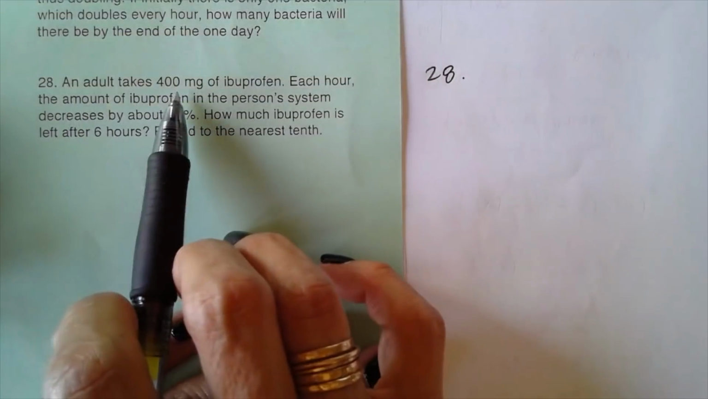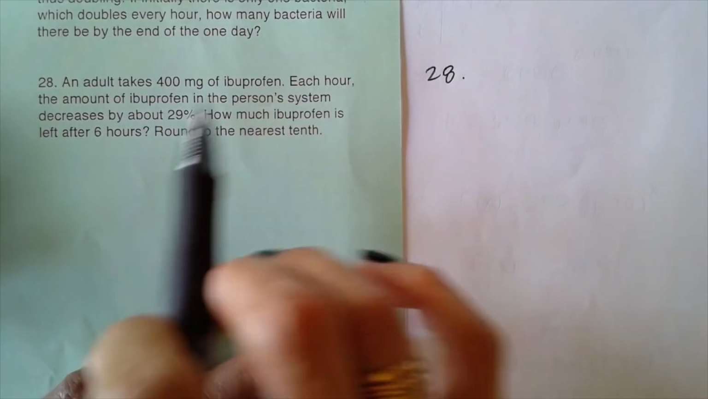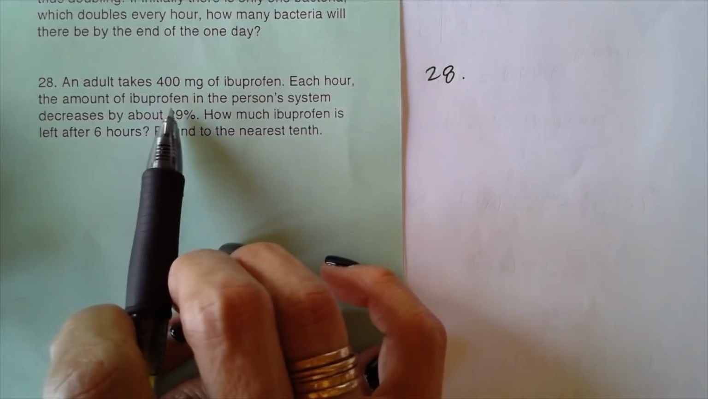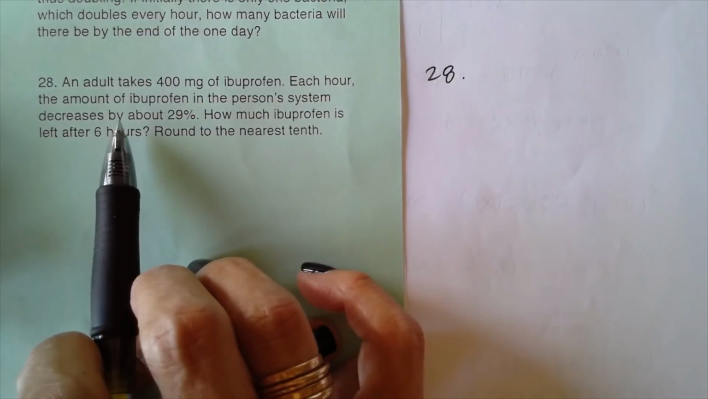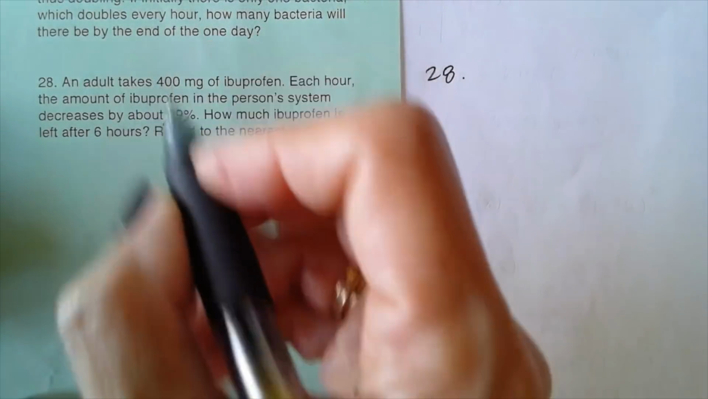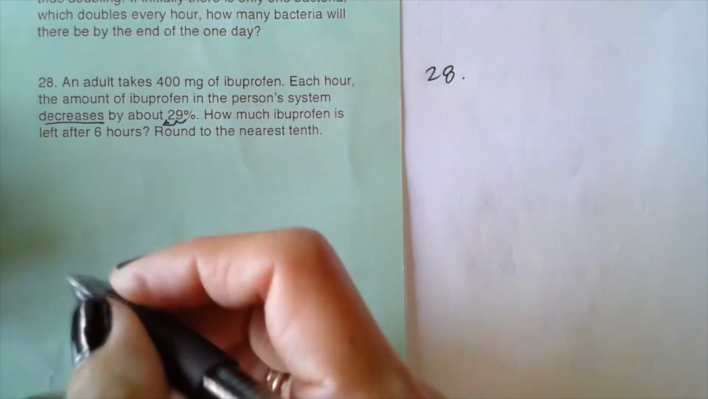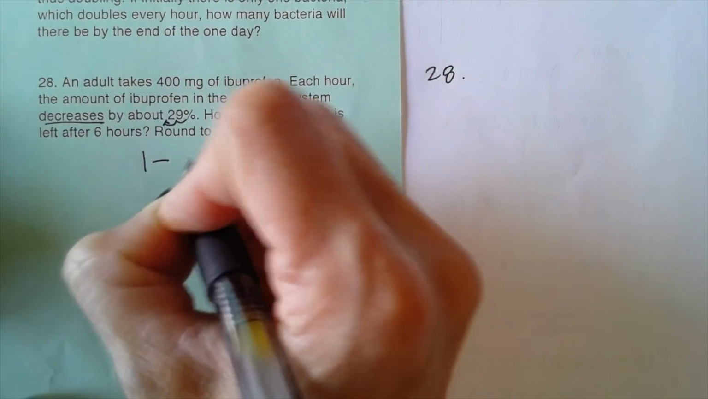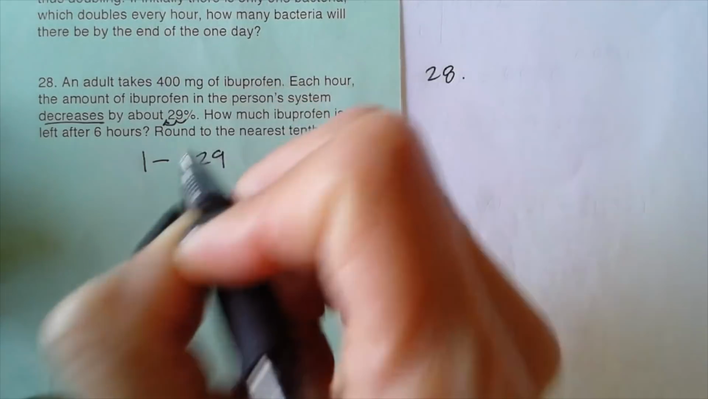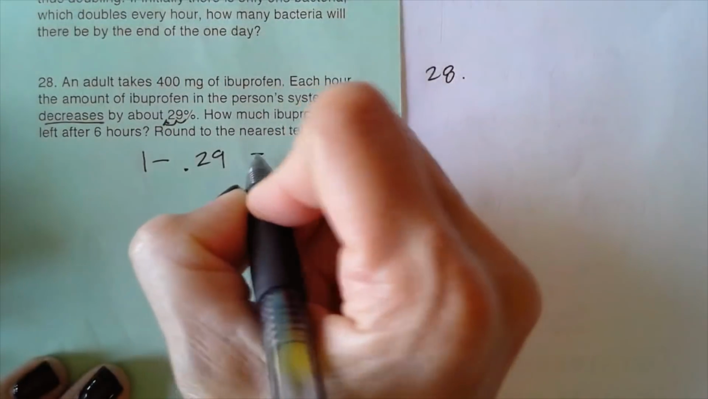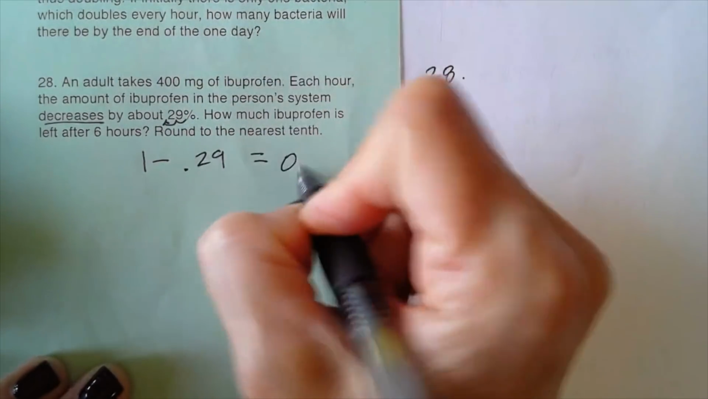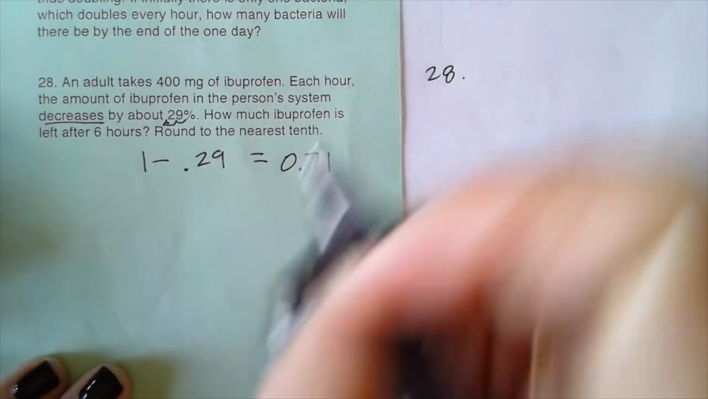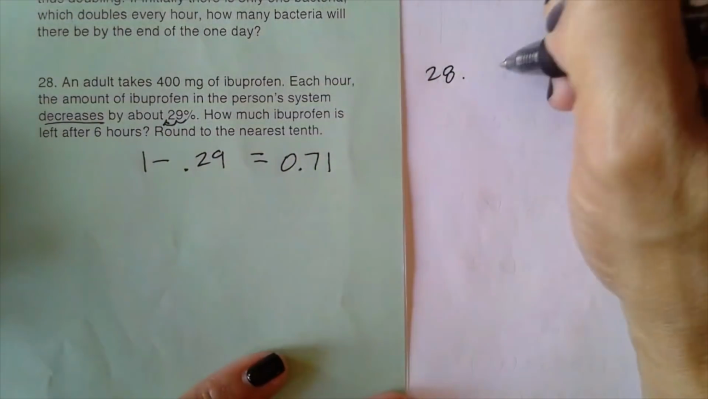An adult takes 400 milligrams of ibuprofen. Each hour, the amount of ibuprofen in the person's system decreases by about 29%. So I'm going to move the decimal 2 to the left. And because it's a decrease, we're going to go 1 minus 0.29. And so you end up getting 0.71. That's going to be our A value. So we'll plug this all in.